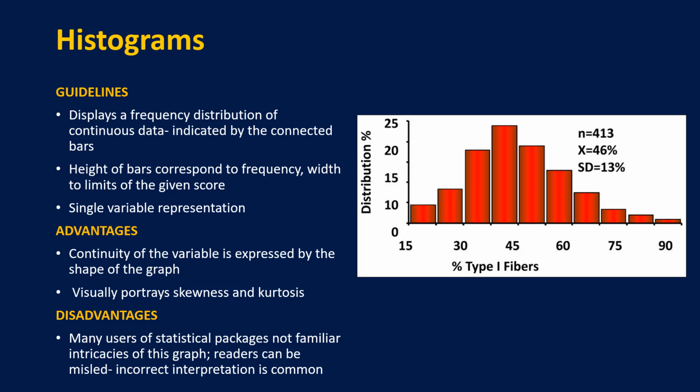So there are some real advantages to using these. The continuity of the variable is expressed by the shape of the graph. So the shape of the graph allows the reader to interpret very simply what's going on. They can understand that if they haven't got a bell-shaped graph, you haven't got normal distribution, and so they can understand which way the data is being skewed. And that's where you get the notion of skewness and kurtosis. So we can see what the shape of the graph is, and where the data is being skewed, and make an interpretation from the graph very easily.